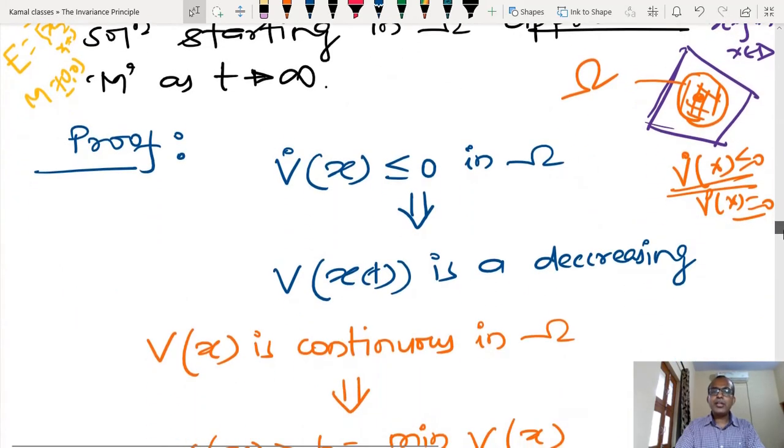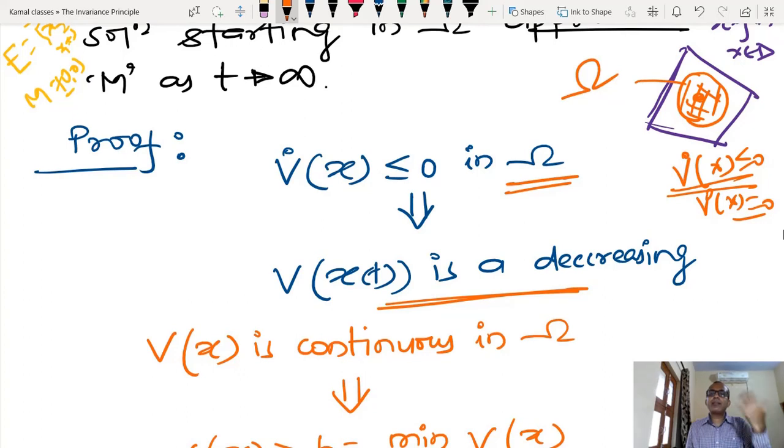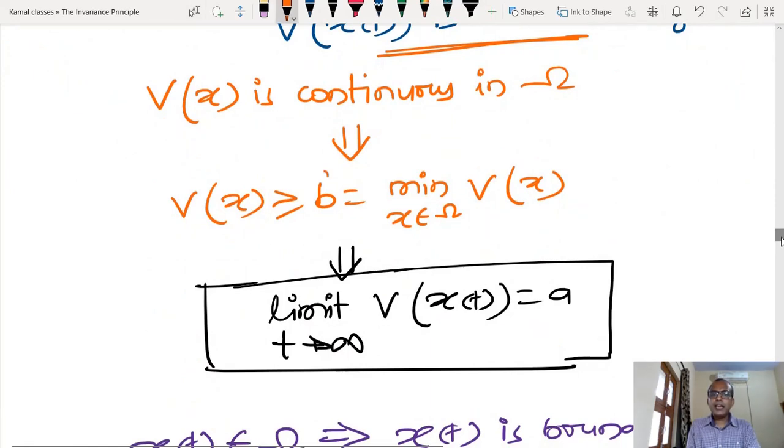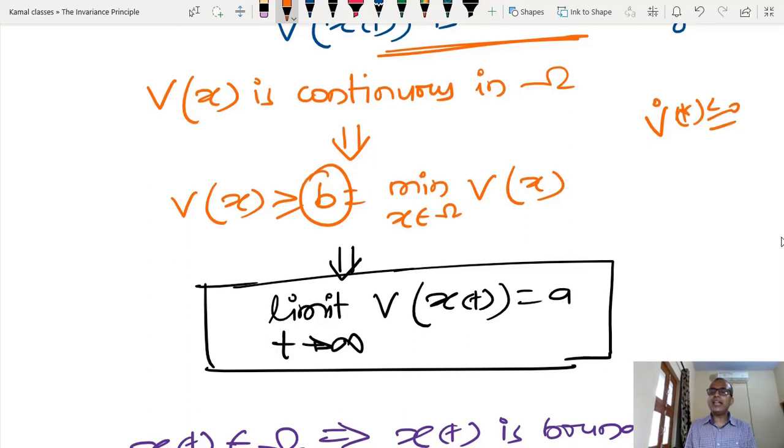What we have seen is that V dot x is less than or equal to 0 in this compact set. It means V(x) is going to decrease, and V(x) is continuous. Whenever I have a continuous function inside a bounded or compact region, there always exists some minimum, and I say the minimum of V(x) is b. V(x) is decreasing because we are inside the compact set and V dot x is less than or equal to 0. So there exists some limit point, and I have assumed that limit point is a.